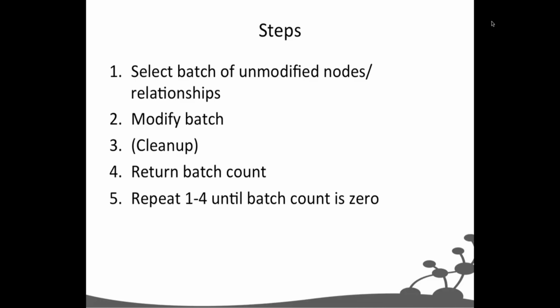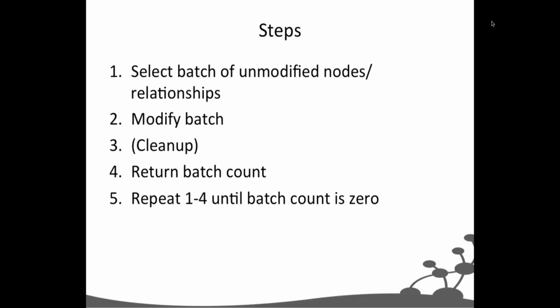So the steps that we're going to go through, this is the general process. This doesn't apply just to this example. This is something you can repeat over and over again. Step 1 is to write a query that selects a batch of currently unmodified nodes and relationships. So it identifies a portion of your graph that hasn't currently been ported over to the new structure.